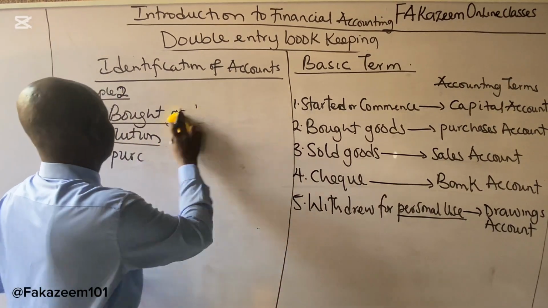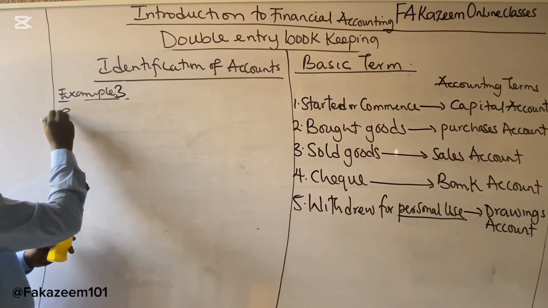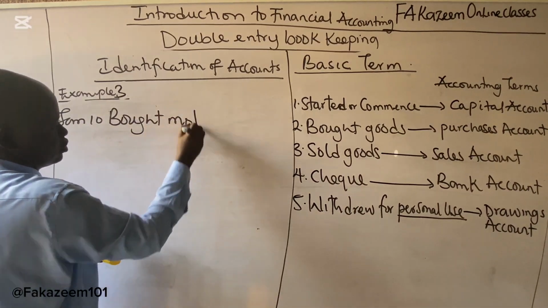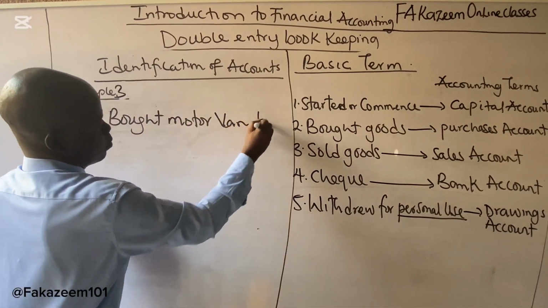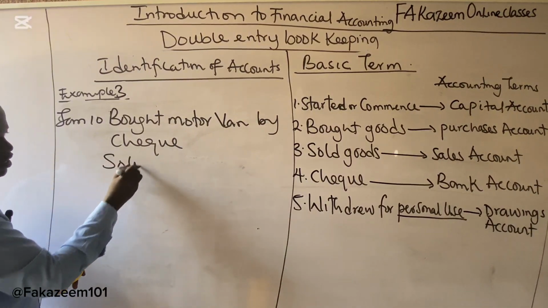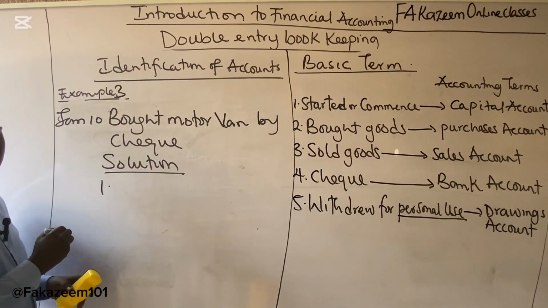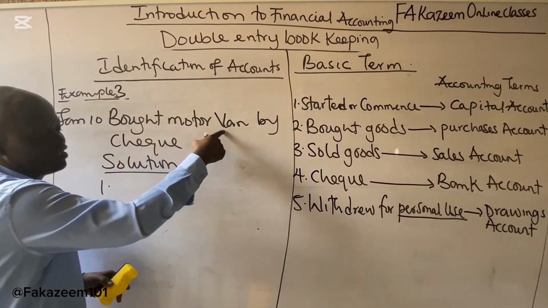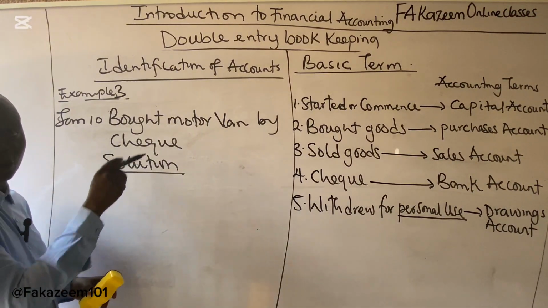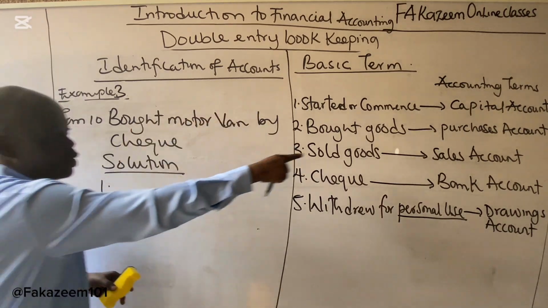Let's look at the third example. The third example will be, let's say January 10, bought motor van by check. Now, what's the solution to this? The first time, when we say bought goods, we call it purchases. Some students might also call these purchases. That is wrong. The reason is this: in the last example, when we say bought goods, it means goods that are meant to be sold. That's why we call that purchases.